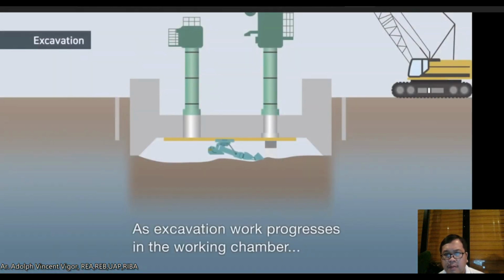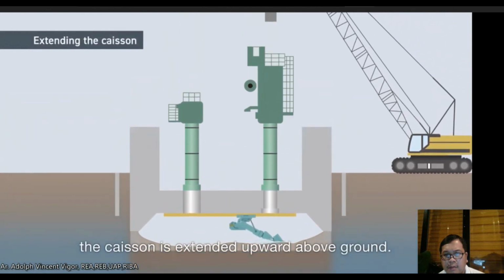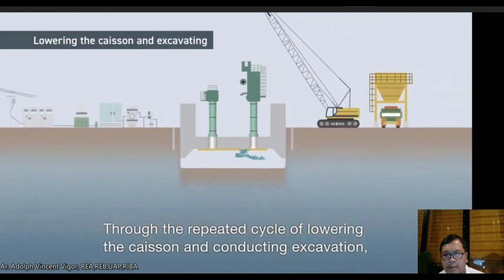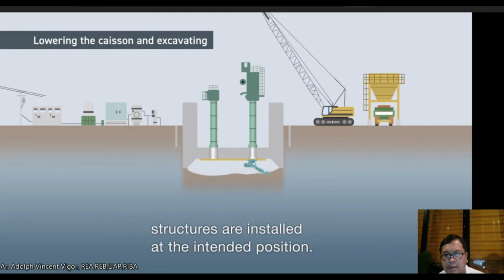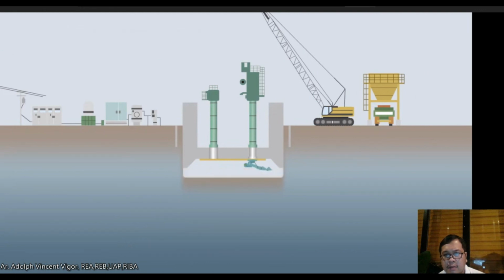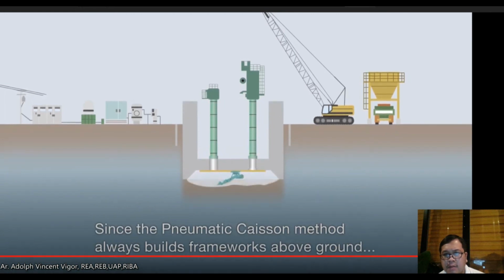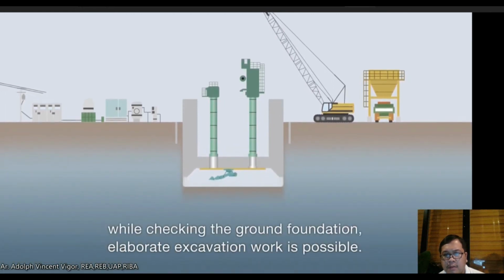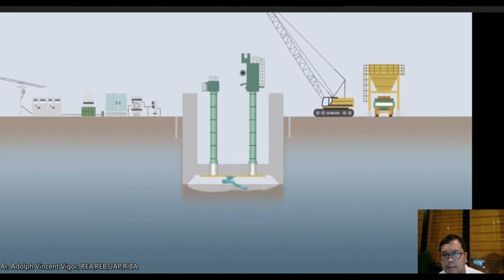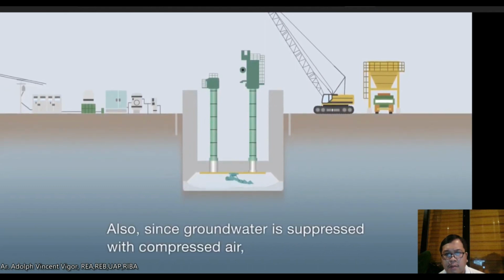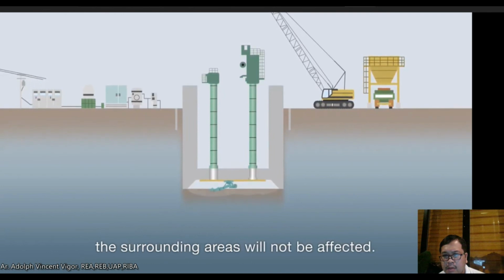As excavation work progresses in the working chamber, the caisson is extended upward above ground. Through the repeated cycle of lowering the caisson and conducting excavation, structures are installed at the intended position. Since the pneumatic caisson method always builds frameworks above ground while checking the ground foundation, elaborate excavation work is possible. Also, since groundwater is suppressed with compressed air, the surrounding areas will not be affected.